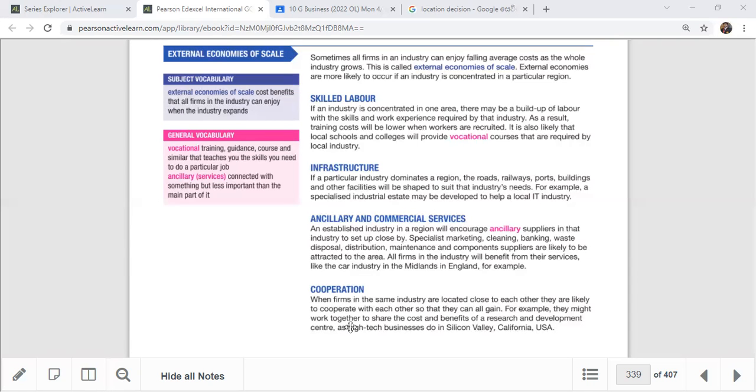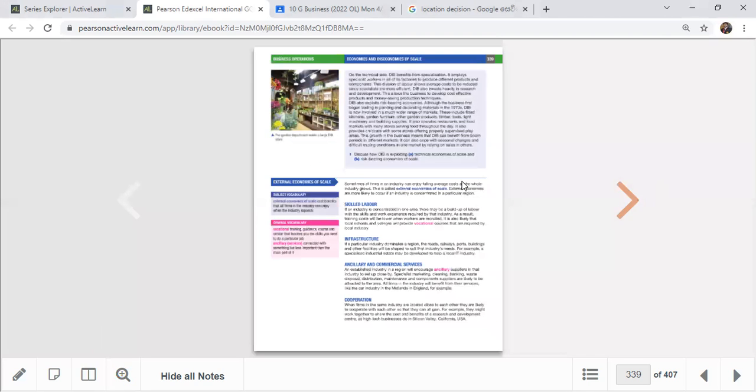Cooperation is really important. Therefore, that's also beneficial for the organizations. If you have a good corporate society, all the businesses are living like a family. Harmony is there in the area, so you can sometimes use their warehouse, extra parking slots you can use. Then these advantages are there for organizations from external economies, right? These are the main things: skilled labor, infrastructure, ancillary services, and cooperation.